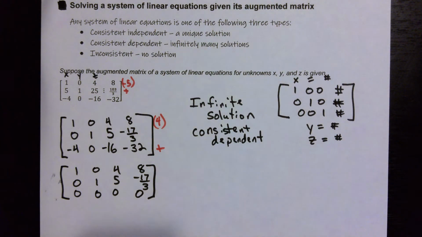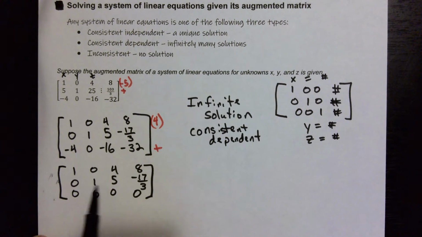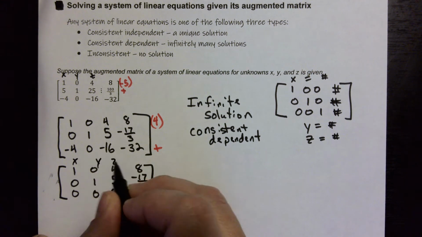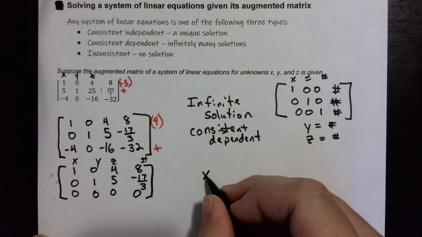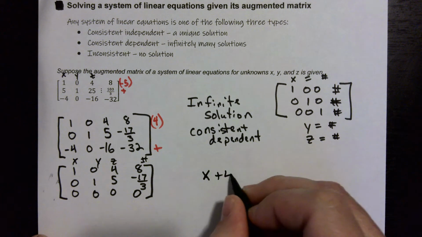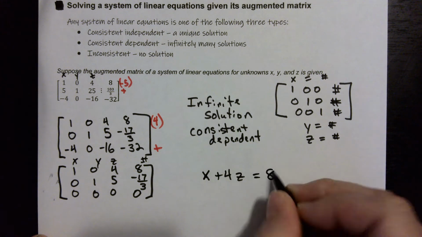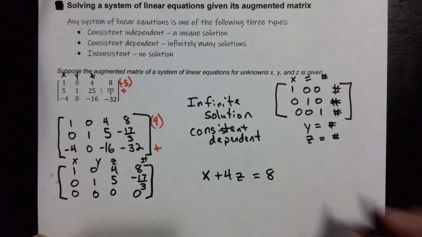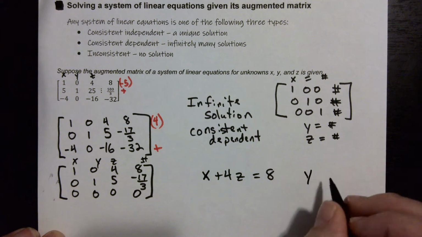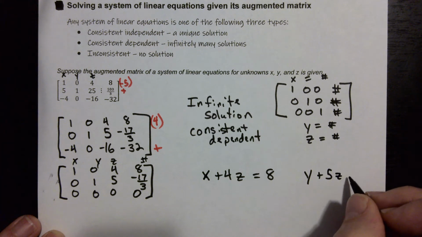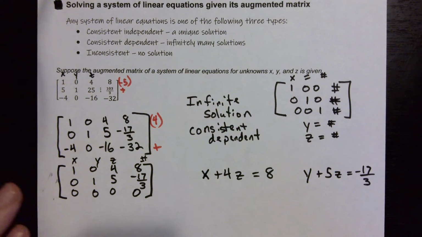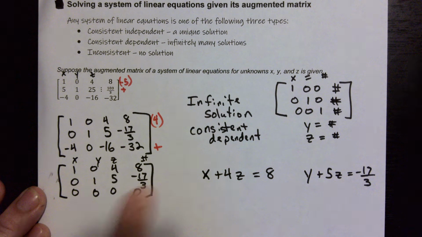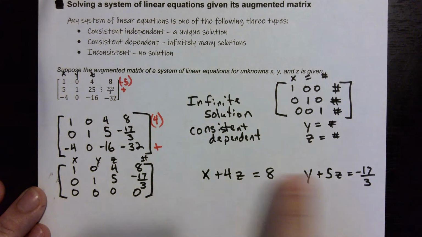So I'm going to write these out as actual equations with x, y, and z and a number. The first one would be 1x, or just x, there's not a y, plus 4z equals 8. And the second equation is there's no x, but there is a y, plus 5z equals negative 17 over 3. Notice in these two equations that they both have z terms in them. You have x with some z terms and you have y with some z terms.